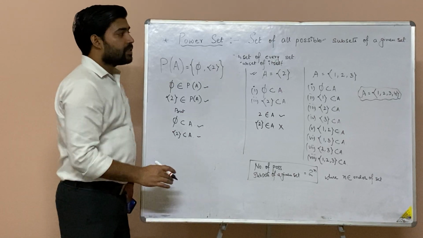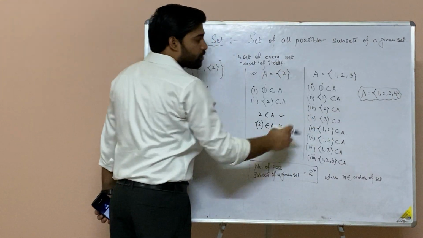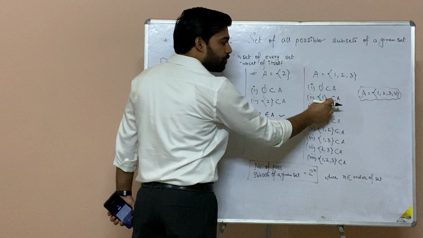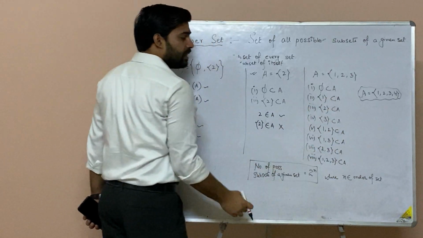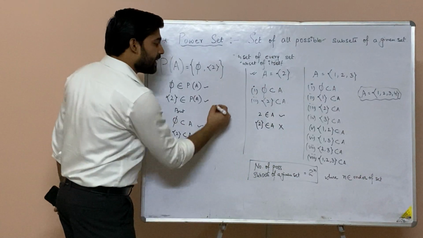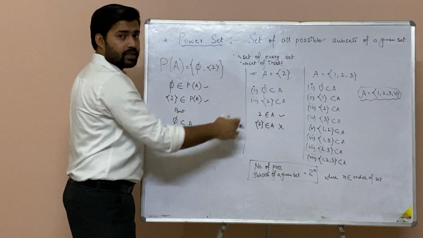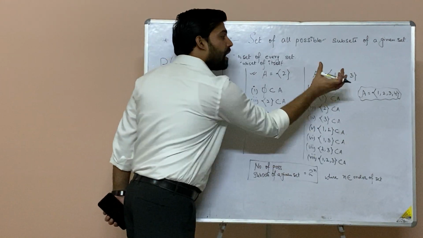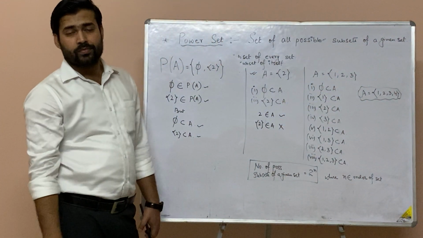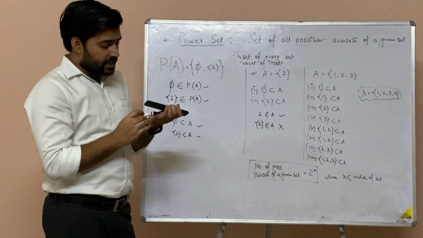This point is clear. Similarly, this particular thing can also be put all together. The phi, set 1, set 2, set 3, set 1,2, set 1,3, set 2,3, set 1,2,3. If all of those sets are put inside a main set separated by commas, that main set would be known as the power set of this one. So I hope the thing is clear.